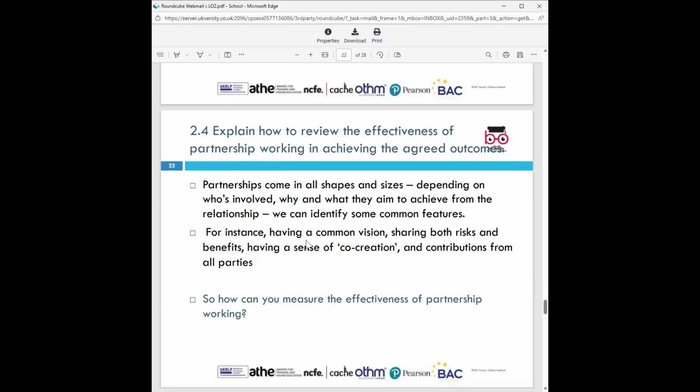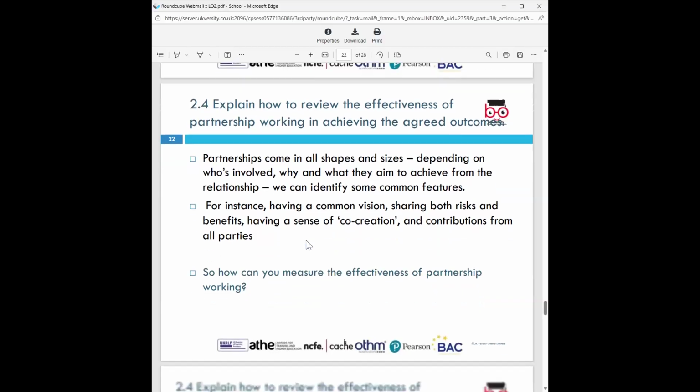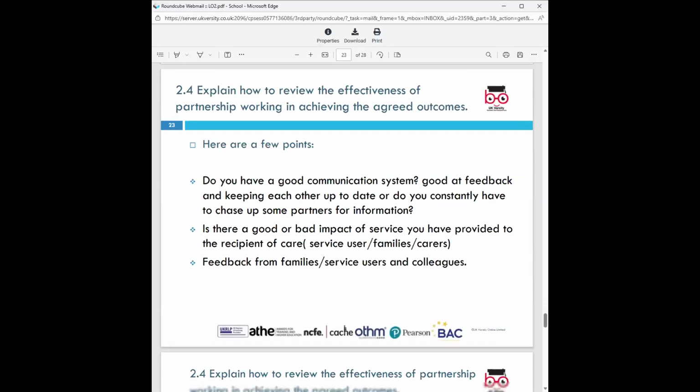So partnership, like we said, comes in all sizes and all shapes. And you need to have a common vision. You need to share the risks and be working together as a party. So here are a few tips.